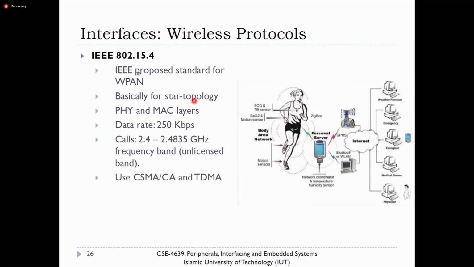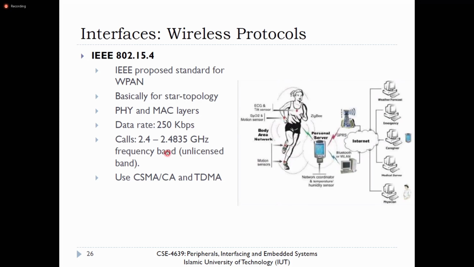So this is a typical structure, and this sort of system is developed based on a particular standard, that is IEEE 802.15.4. This is a standard proposed for wireless personal area networks, because this is personal information. Basically, it is designed for star topology, and it has a maximum data rate of 250 kbps. It also supports the unlicensed band.